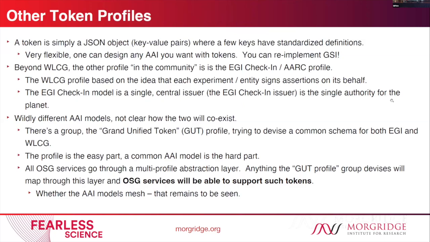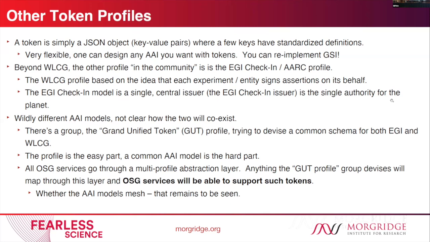I have one minute. In one minute, there are other people working on tokens. People hear lots of stuff about other token profiles. EGI, AARC also has a token profile. An important thing, since these are key-value pairs, you can implement basically any model in key-value pairs. You can go back and re-implement GSI using tokens if you really wanted to. So people ask me, are what these people are doing compatible with what we're doing? And I always tell them, very unsatisfying.